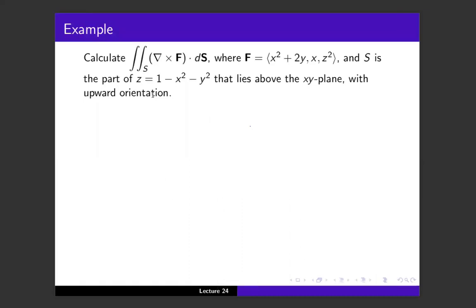What if we have the double integral over S of the curl of f dS, and here's your vector field f, and S is the part of z equals 1 minus x squared minus y squared that lies above the xy plane with upward orientation. Now I want to look at what that surface is for a second, because this is very important. That surface, z equals 1 minus x squared minus y squared, is an upside down elliptic paraboloid. So just to give you an idea what we're dealing with here.